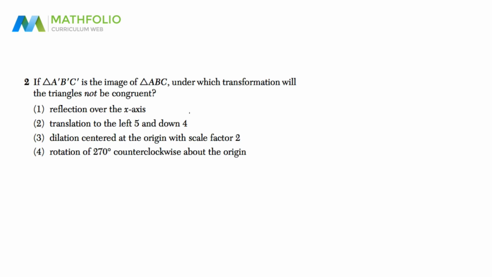Okie dokie. So this is number 2. It says if triangle A prime B prime C prime is the image of triangle ABC, under which transformation will the triangles not be congruent? So basically, when you think of transformations, you've got 4 options. 1, 2, 3, 4. You've got translations, which are slides. You've got reflections, which are flips. So you have something here, it becomes something here.